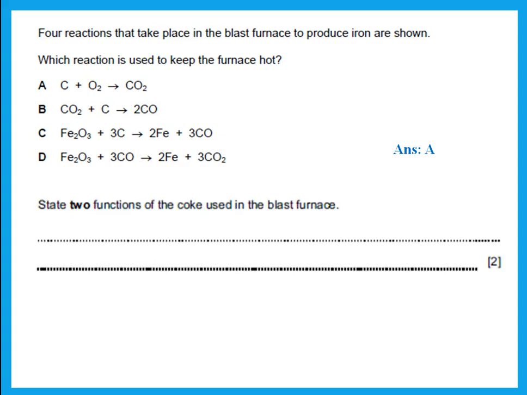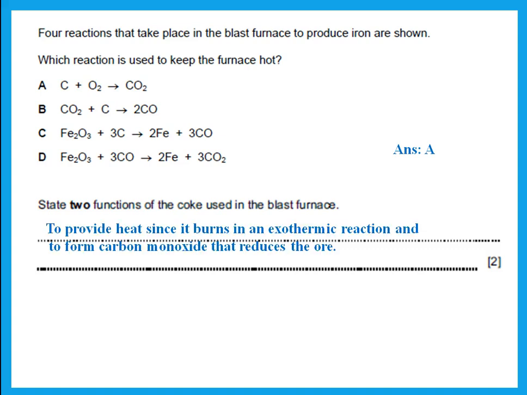Okay, state two functions of the coke used in the blast furnace. We added coke. What does it do in the blast furnace? It provides heat, since it burns in an exothermic reaction, and it forms carbon monoxide that actually acts as the reducing agent of the ore.